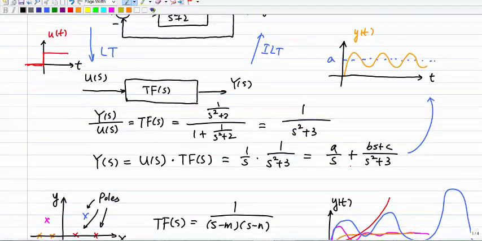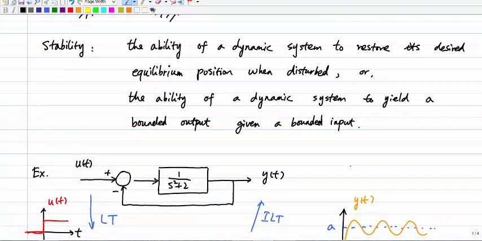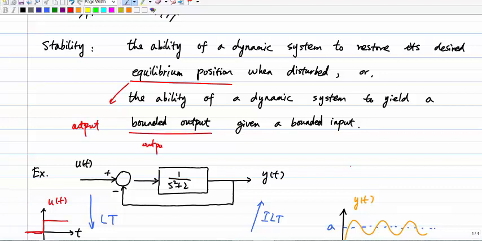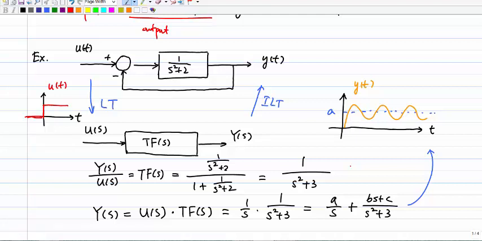I want to take a look at the output, because either the first part is the equilibrium point position, or it is the bounded output. The equilibrium refers to the output being at a certain equilibrium position, and here it is a bounded output. This also means the output, so stability talks about the property of the output, not the input.